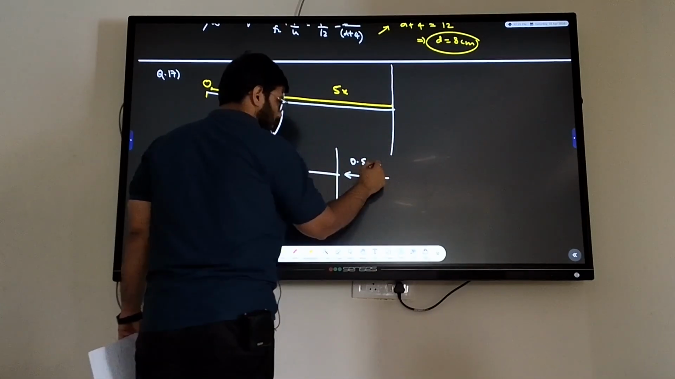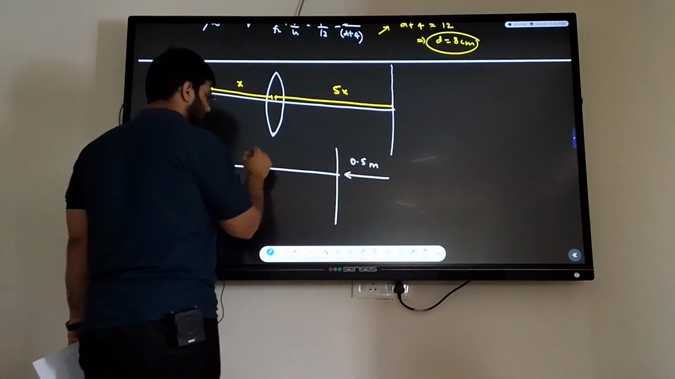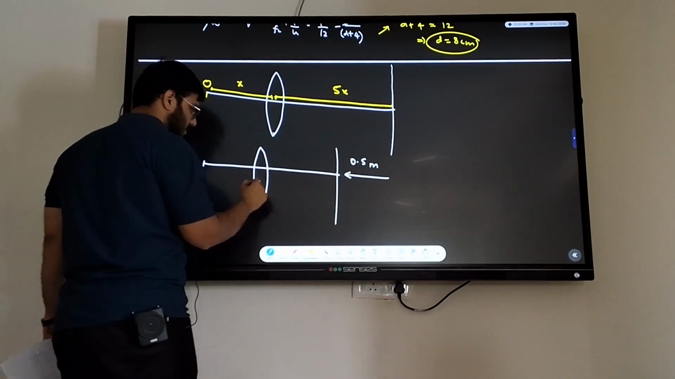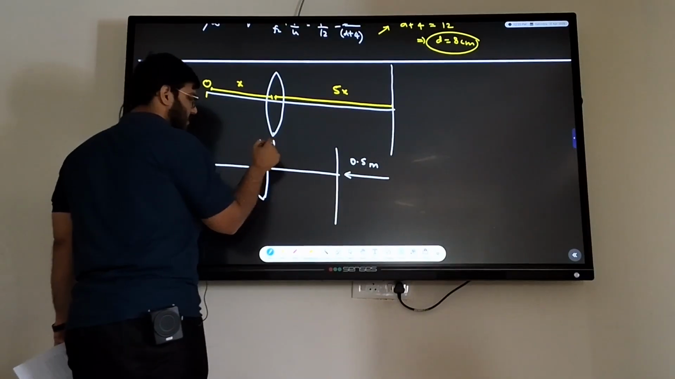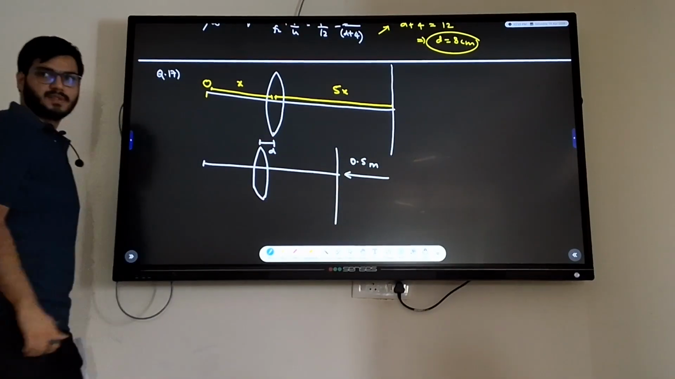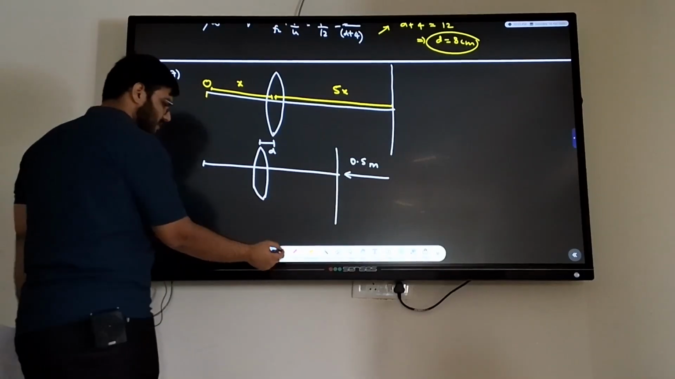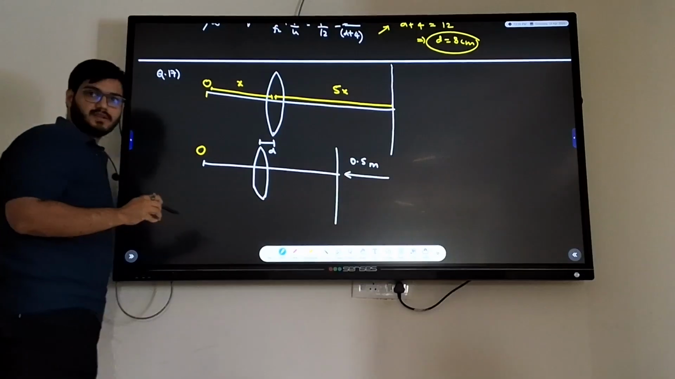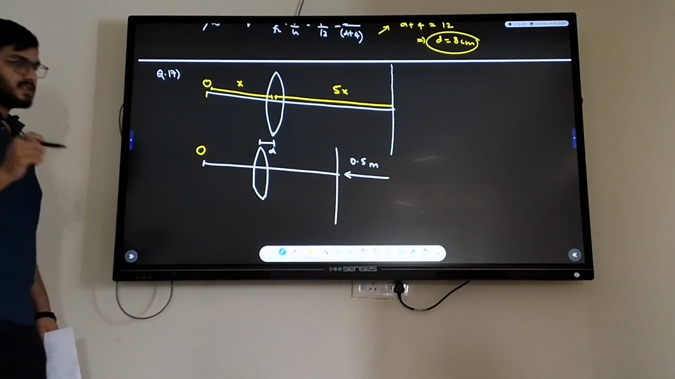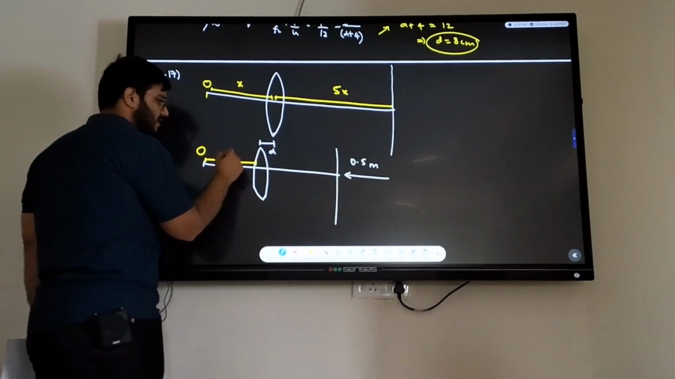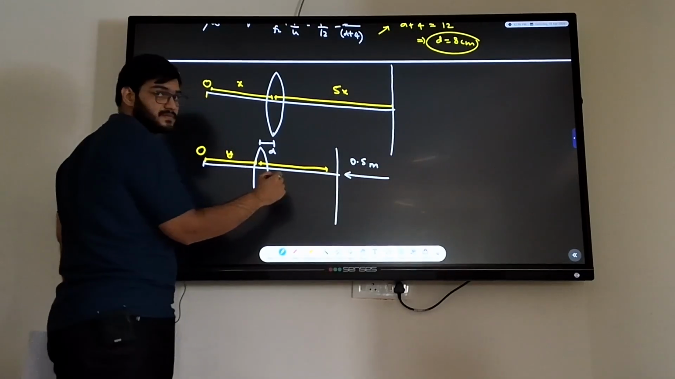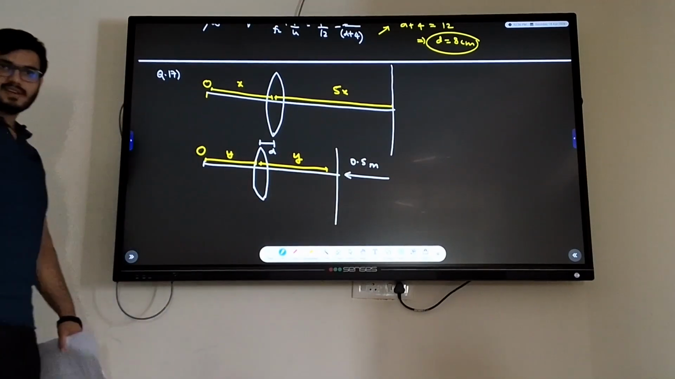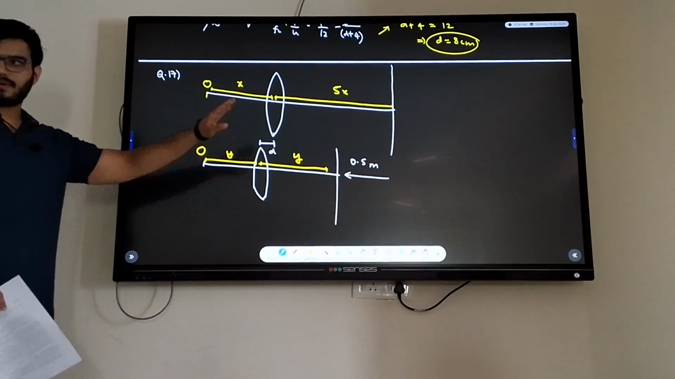0.5 meters, and you move your lens. Let's say you move your lens like this. From here to here you move by a distance d. And you move in such a way that what is your magnification now? It's given to be 1. That means if this distance is y, then what is this distance? That's also y. Do you understand? This is the schematic diagram.